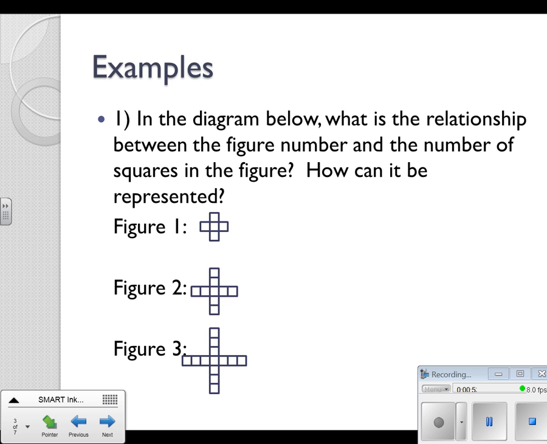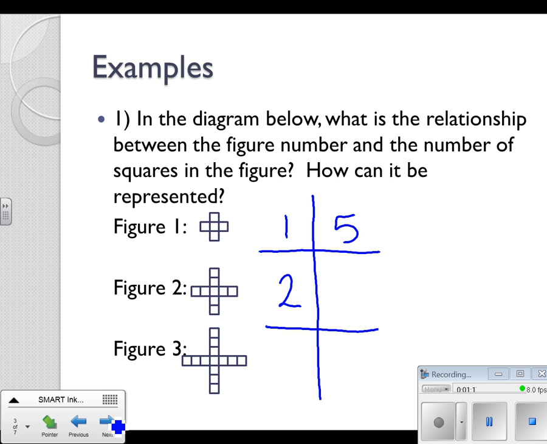In the diagram below, what is the relationship between the figure number and the number of squares in the figure, and how can it be represented? So we're starting to get into linear functions, and what we need to do is look at the relationship between the figure number and the number of squares in that figure. Figure 1 has 5 squares, figure 2 has 9 squares, figure 3 has 13 squares. And what we want to do here is look for a pattern in the data.